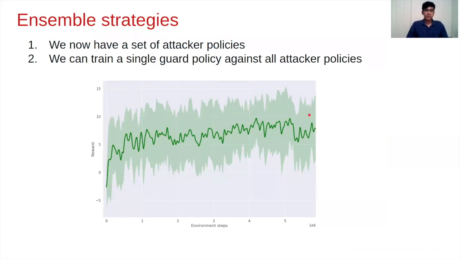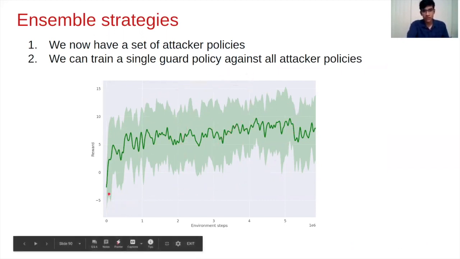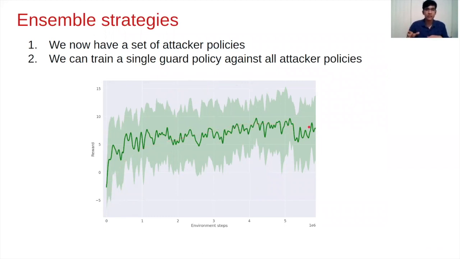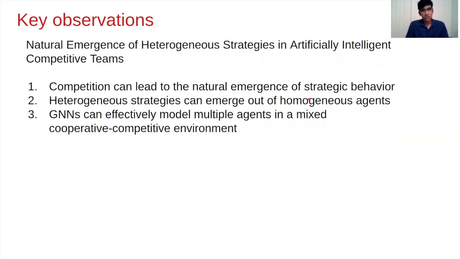And now these were the 6 strategies, and if you think about it, we now have a set of attacker policies. We have 6 strategies. If we want our guards to perform well against all of them, we can train a single guard policy against all the attacker policies. And the reward curve in this case is steadily increasing, which is expected because the attackers are not learning at this stage. We have their policies fixed, and we are training a single guard policy against them, and we are calling it ensemble strategies.